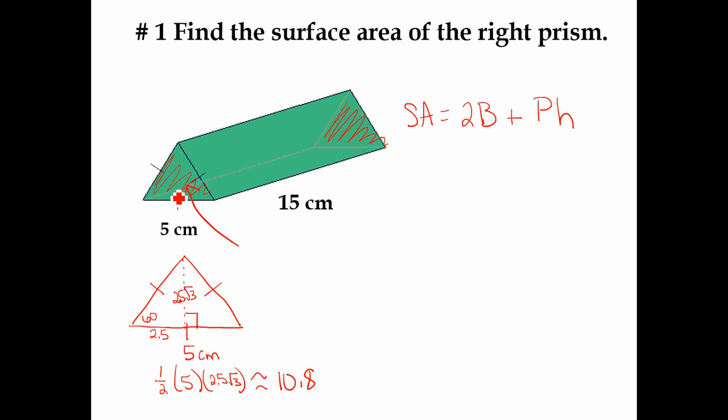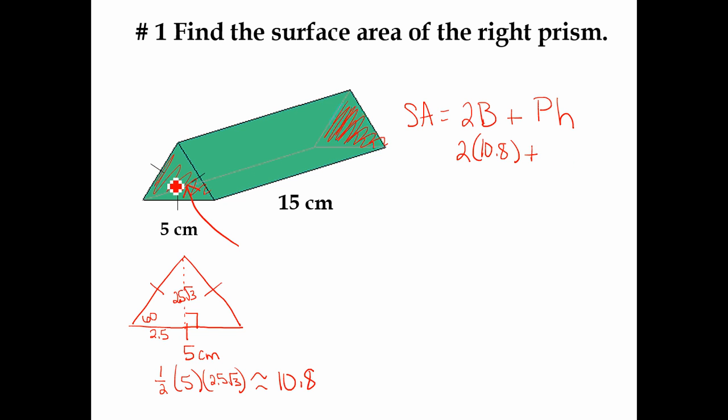So roughly the area of that base is 10.8. So I know that 10.8 goes right here. So I have two areas of those bases. You could see that there'd be another one of 10.8 in the back. And yes, now I could find the area of each rectangle on the side, or I can just do the perimeter of the base times the height, and that would give me those same three rectangles total.